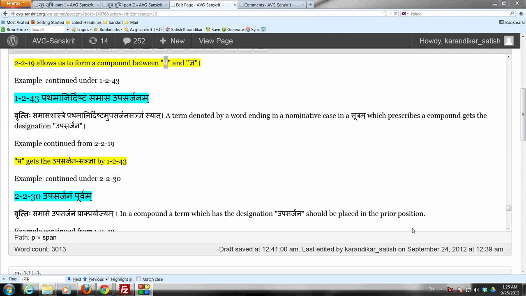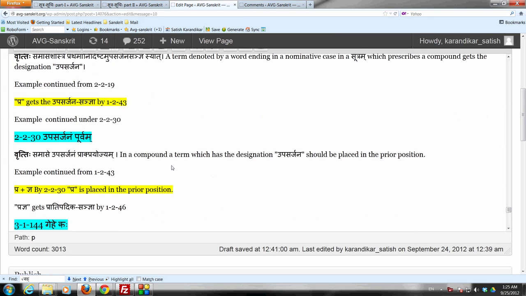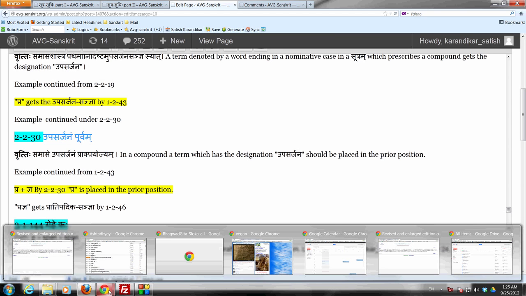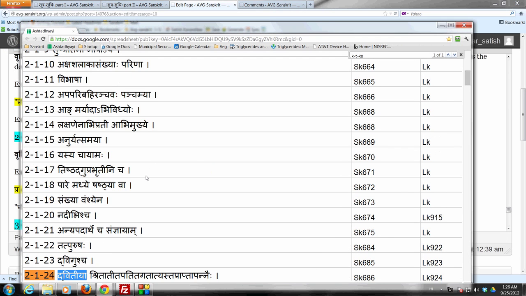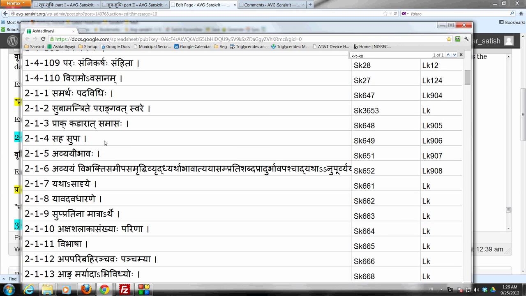And now finally let us complete this form which we have been deriving for the last 4 or 5 rules by using this sutram, upasarjanam purvam, which is a very straightforward sutram. It is in the samasa prakaranam, samasa adhikaraha, which Panini starts from this 2.1.3 of the Ashtadhyayi.